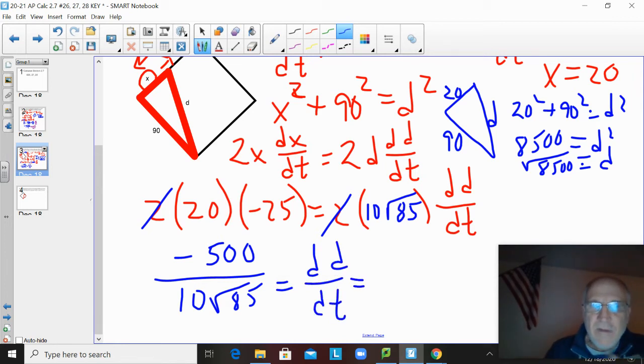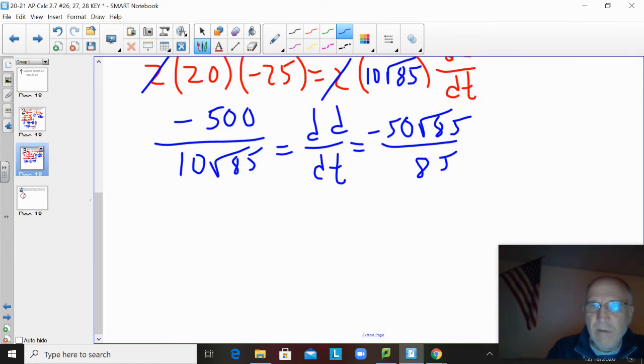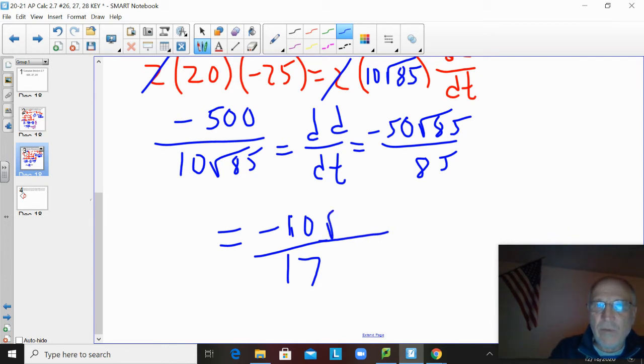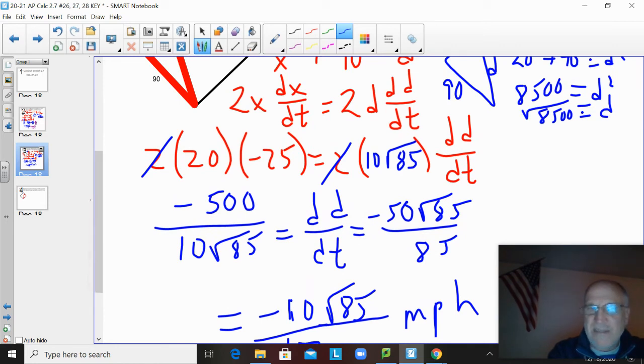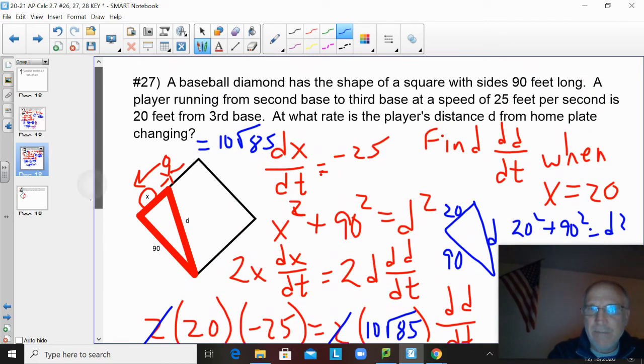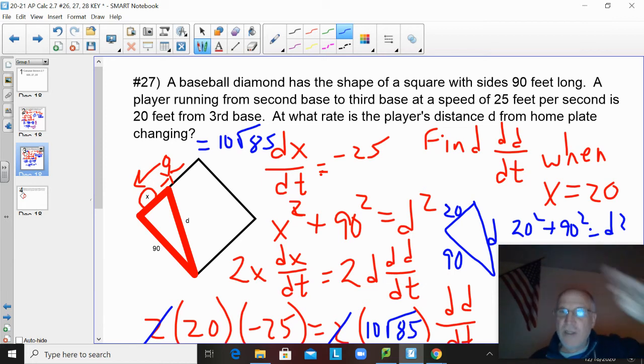Can I clean that up? Negative 500 divided by 10 is negative 50, and I might rationalize the denominator over 85. And now I guess those both divide by 5. I get negative 10 17ths, negative 10 root 85 over 17, which is negative 5 point something, whatever it is. This is miles per hour. Does it make sense that the rate is negative? That's dd/dt. So as the player's running to third base, that distance d is in fact getting smaller. So that does make sense.